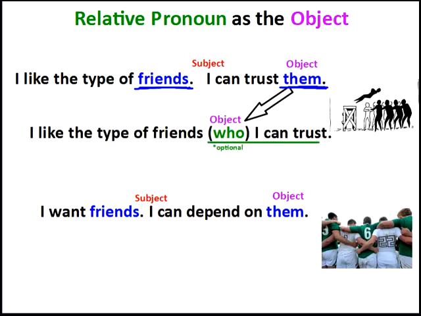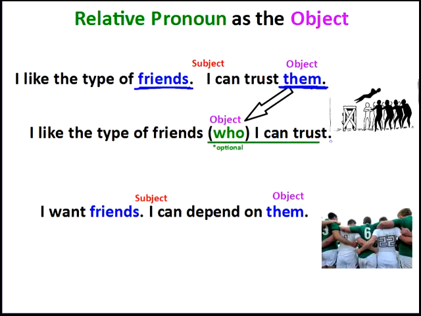For example, I like the type of friends who I can trust. So I took the word them and I replaced it with my relative pronoun who. But I put it before my subject. And this is basically going to act as the object of the sentence. And I read it like this: I like the type of friends who I can trust.